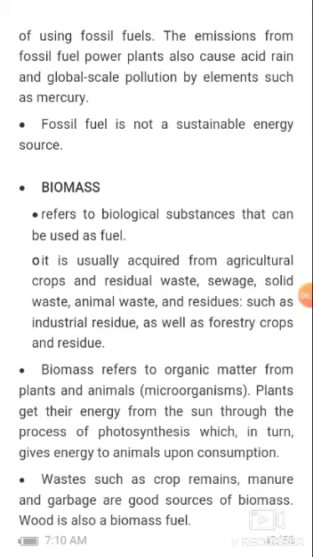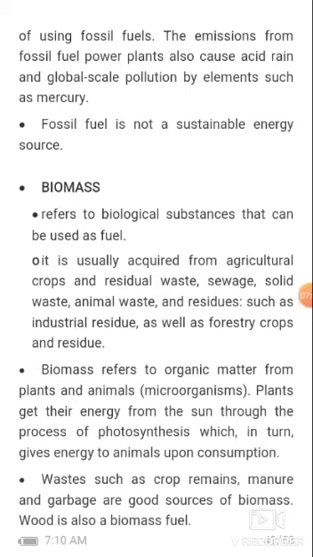The emissions from fossil fuel power plants also cause acid rain and global scale pollution by elements such as mercury. Fossil fuels are not a sustainable energy source. That's why they belong to the non-renewable resources, because we have limited resources when it comes to fossil fuels. The next one is biomass.